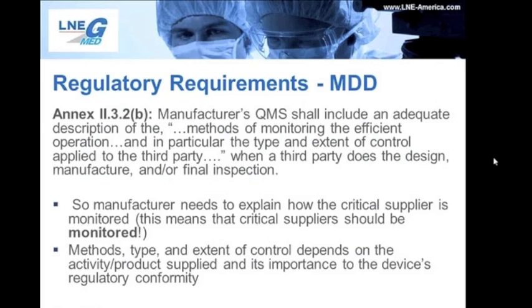Now, right there, the directive picks out the three major processes that directly influence the device's conformity: the design process, the manufacturing process, and then the final inspection process. If a manufacturer has subcontracted out one or more of these processes, the manufacturer's QMS needs to include a description and how it will control the processes. Now, the directive doesn't say what an adequate description is, but for guidance, manufacturers can look to the procedures we talked about during the section on EN ISO 13485.